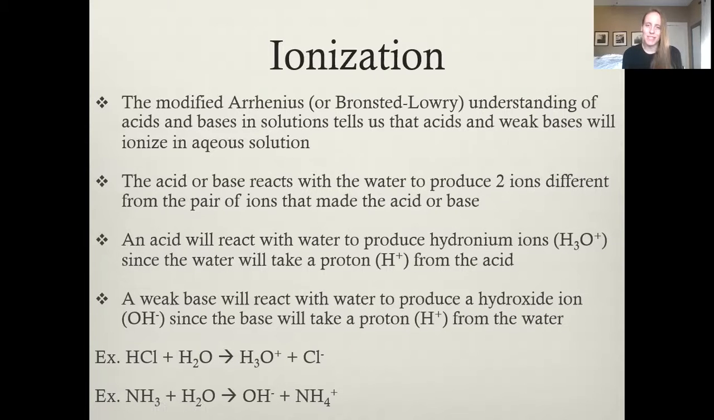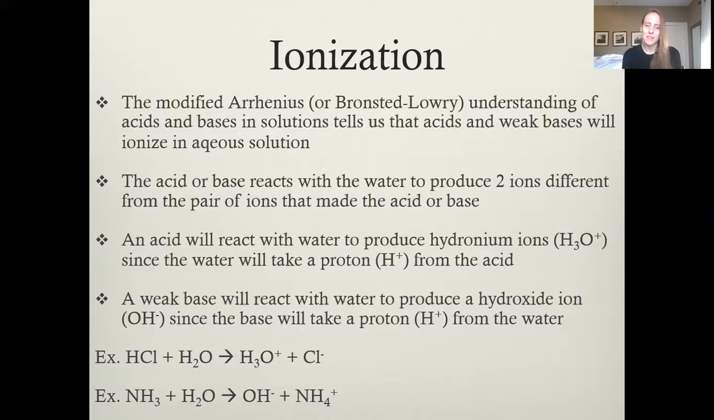Ionization for acids and bases is sometimes referred to as the modified Arrhenius equation or Bronsted-Lowry equation. Essentially, according to the modified Arrhenius, all acids as well as weak bases will ionize in aqueous solution, or in water. Acids and bases will always react with the water and end up producing two ions. One of the ions produced by an acid will always be hydronium, or H3O+, and bases will always produce OH-, and that just comes from whether or not they are proton donors or proton acceptors.